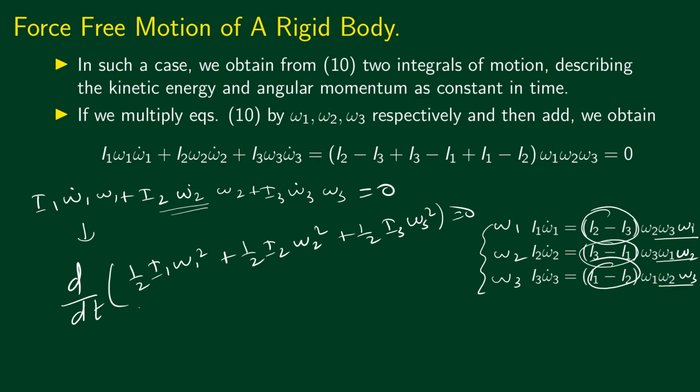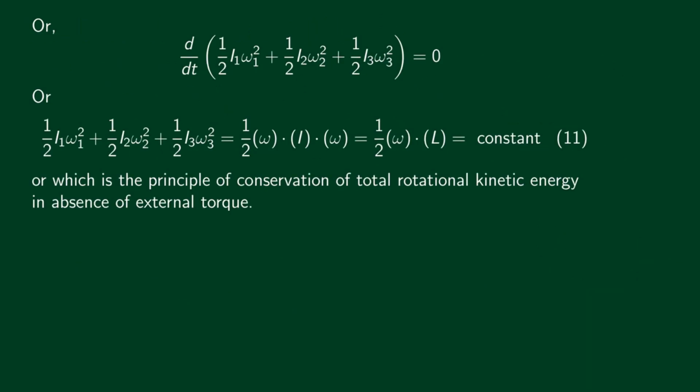And we already know that the term appearing here is the total kinetic energy corresponding to rotation. So this equation means that the total rotational kinetic energy is a constant. So we can write T is equal to a constant. And this indeed is one of the first integrals of motion we can write down immediately for the case of torque-free motion of a rigid body. So we now have the principle of conservation of total rotational kinetic energy in the absence of external torque.